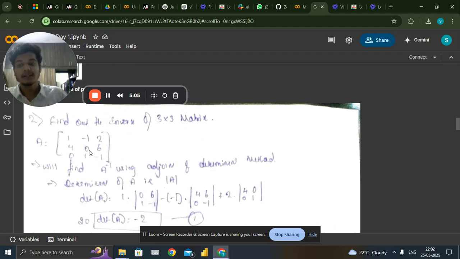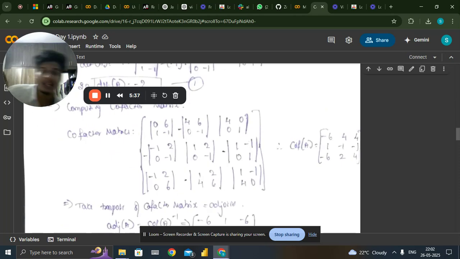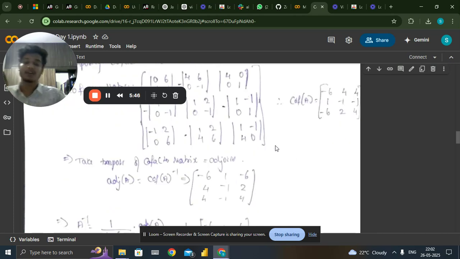Cofactor matrix is nothing but, for this given matrix, we need to find the value of each element. If we take this value of 1, we'll find the determinant of this matrix 0, 6, 1 and -1, and we'll replace it in 1. In the place of -1, we'll find the determinant value of 4, 0, 6 and -1, and we'll replace that in -1. We'll do it for everything, and we'll find the cofactor matrix. After finding the cofactor, we got the cofactor matrix as -6, 4, 4, 1, -1, -1, -6, 2, 4. This is the cofactor of A.